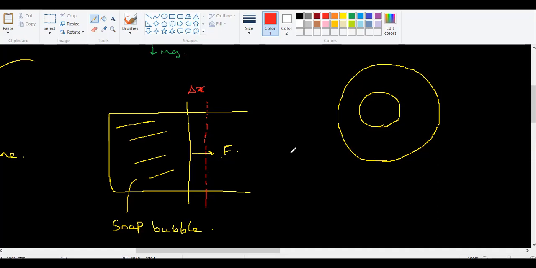You have done some work. And where did the work go? It has stored as elastic energy. Remember? So when you pull a rubber band, where did the work which you did go? It is stored as elastic energy. Similarly, I have been telling you right from the beginning, the soap bubble acts as though it is an elastic membrane. Which means when I do some work, force into displacement is work. So work is equal to the energy stored in the membrane.